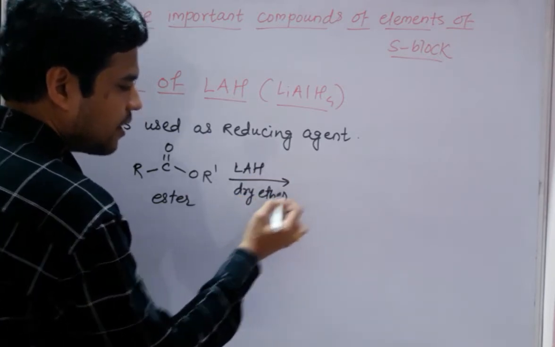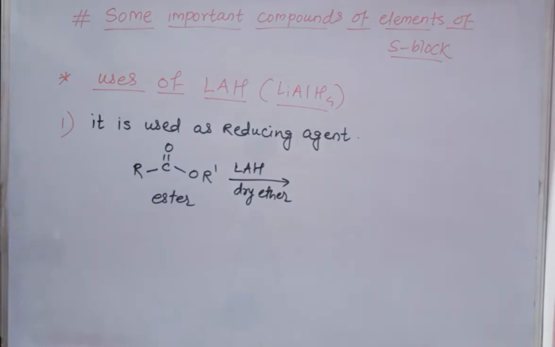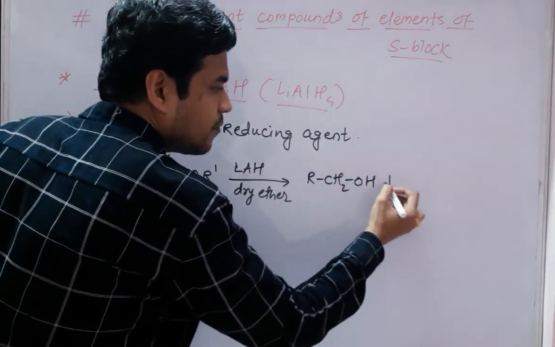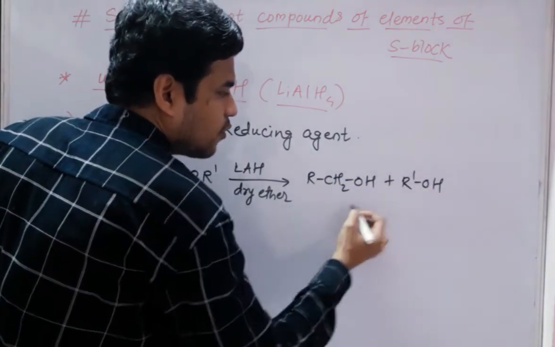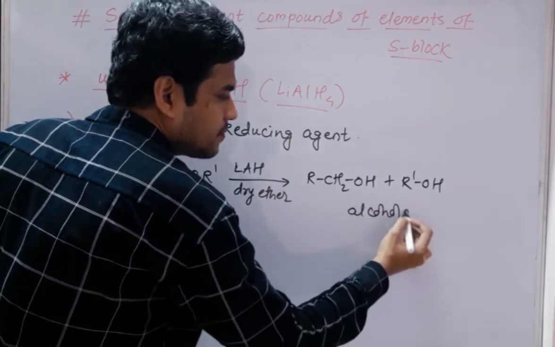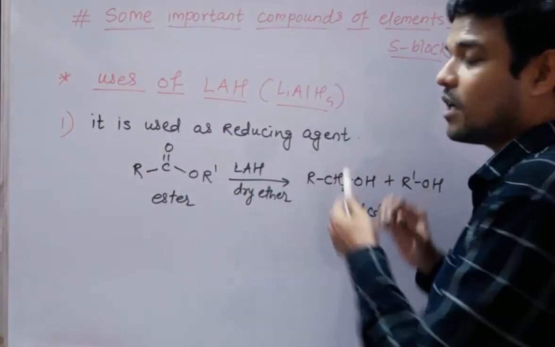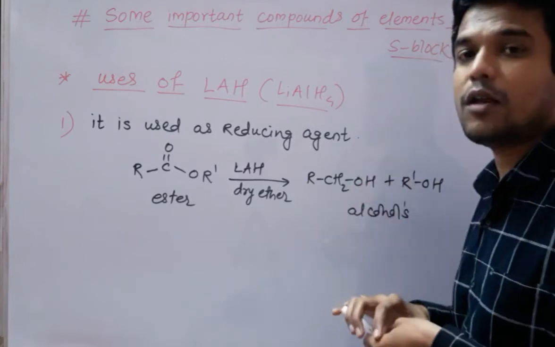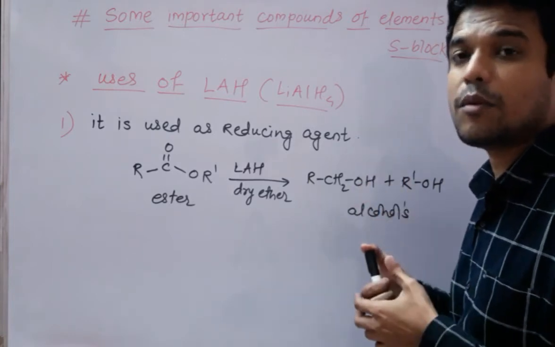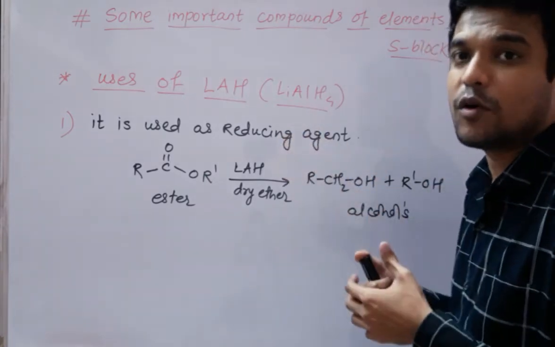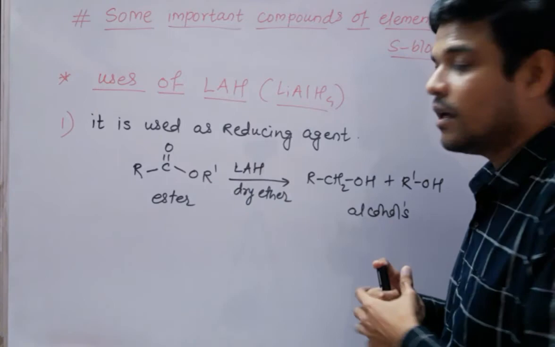Suppose esters are reduced using lithium aluminum hydride and dry ether, they are converted into RCH2OH plus R-OH. So two types of alcohols you will get. Okay, here lithium aluminum hydride is acting as a reducing agent. So it is a use of lithium aluminum hydride. You can use lithium aluminum hydride as a reducing agent, and you can reduce any compound. Example, ester can be reduced.